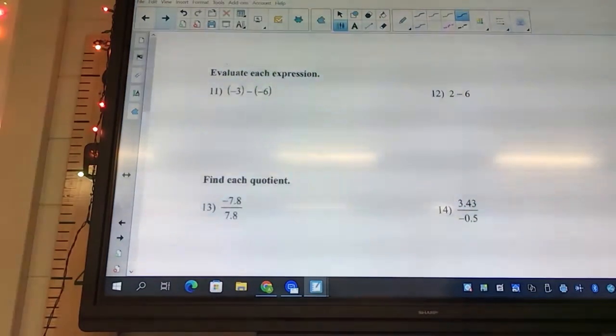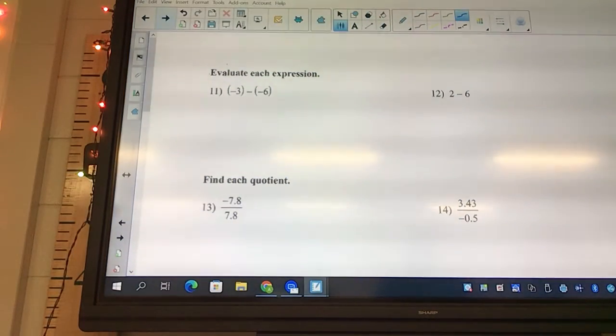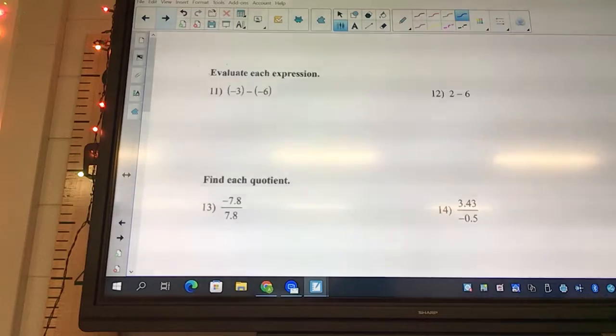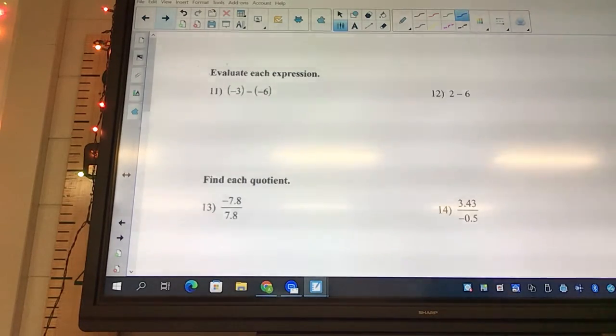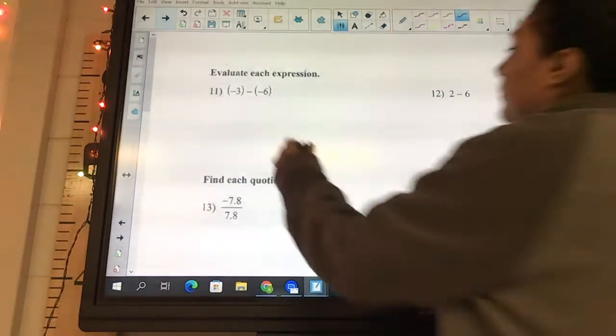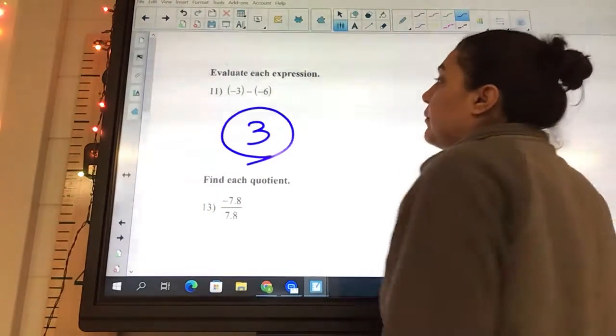Okay, evaluate each expression. What's evaluate mean? We should have a number for an answer. So -3 minus -6. What are you going to get? And you can type on the calculators that we have, they're really nice. You can just type it all in. And what'd you get? 3. That's the answer? Mm-hmm.